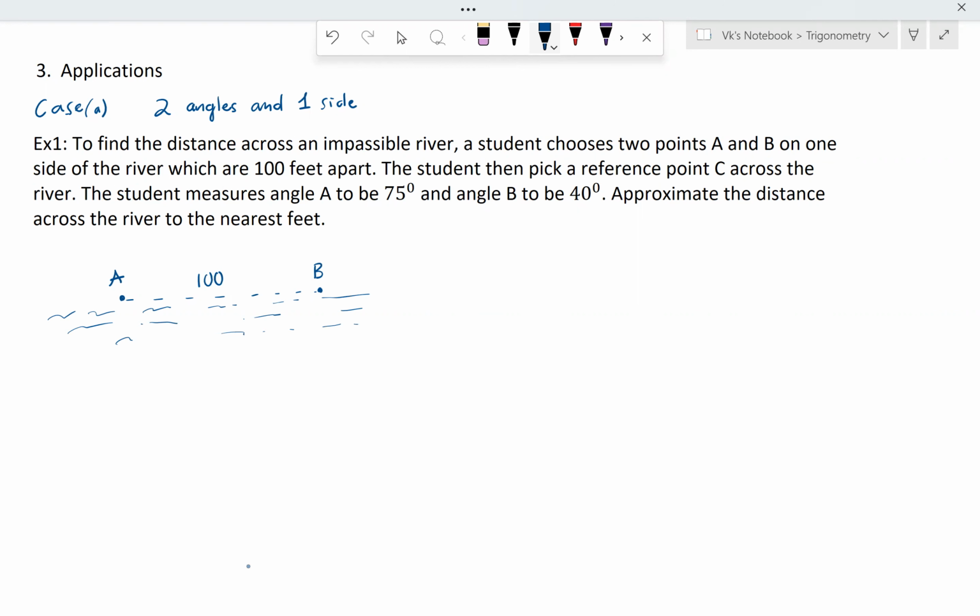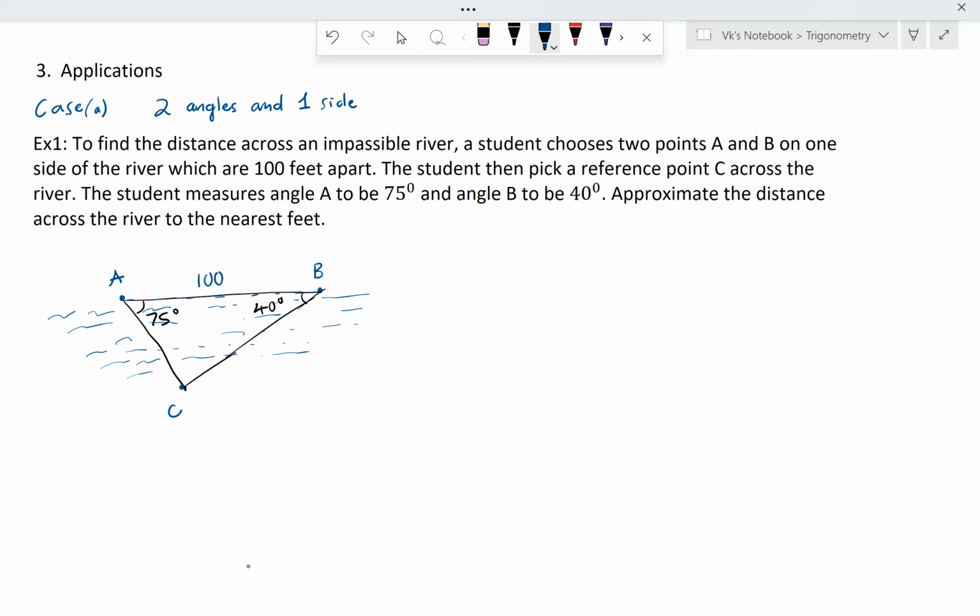Next, the student then picks a reference point C across the river so that the angle A is measured to be 75 degrees and the angle B is measured to be 40 degrees. Here comes somewhere with C. This angle right here is 75 degrees. And this one is 40 degrees.